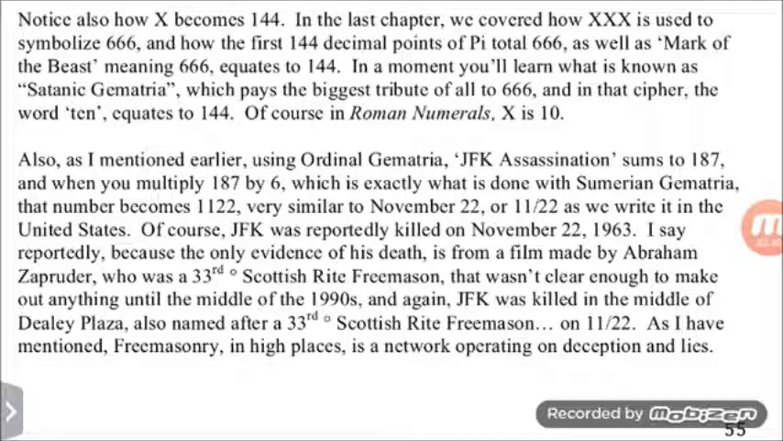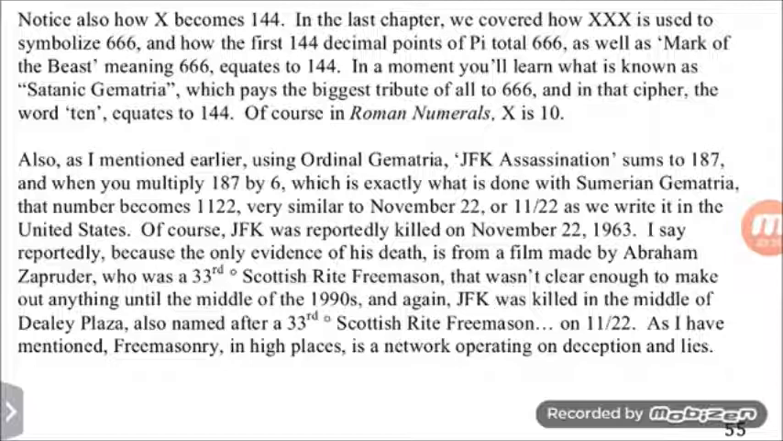Notice how X becomes 144. In the last chapter, we covered how XXX is used to symbolize 666, and how the first 144 decimal points of pi totals 666, as well as Mark of the Beast, meaning 666, equates to 144. In a moment, you will learn what is known as Satanic Gematria, which pays the biggest tribute of all to 666, and in that chapter, the word ten equates to 144. Of course, in Roman numerals, X is 10.